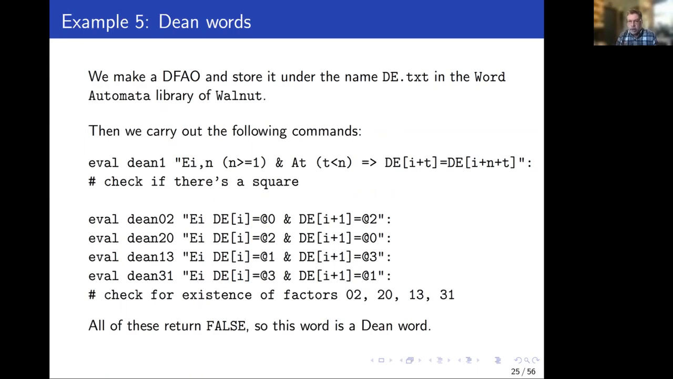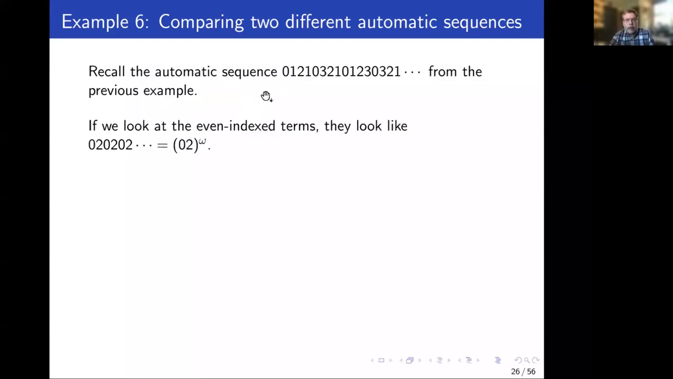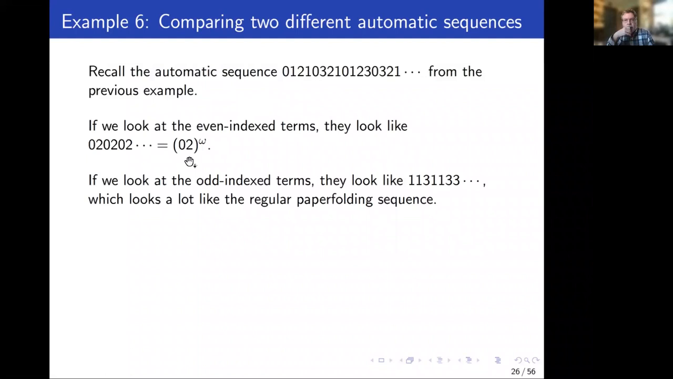Now, this is pretty simple. Some of this you could do without using Walnut, but the point is you don't need to do much work to verify it. And now I showed this to Harju, and he says, oh, this looks interesting. The even index terms are 0, 2, 0, 2, 0, 2 forever. And the odd index terms, they look odd. And I said, oh yeah, that looks sort of like the regular paper folding sequence.